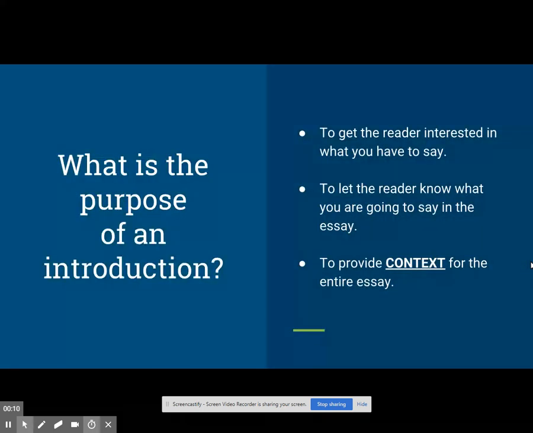What is the purpose of an introduction? First, the purpose is to get the reader interested in what you have to say. Also, you need to let the reader know what you are going to say in the essay. Finally, it's to provide context for the entire essay. Remember, context is the background information, the backstory that your reader needs to know.